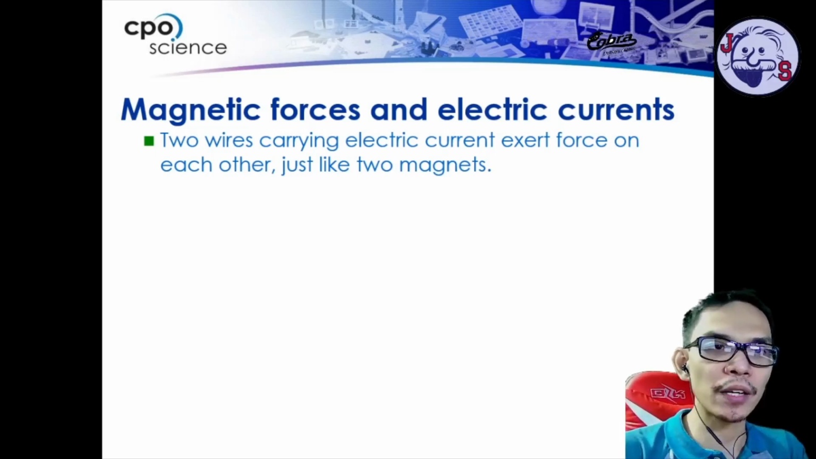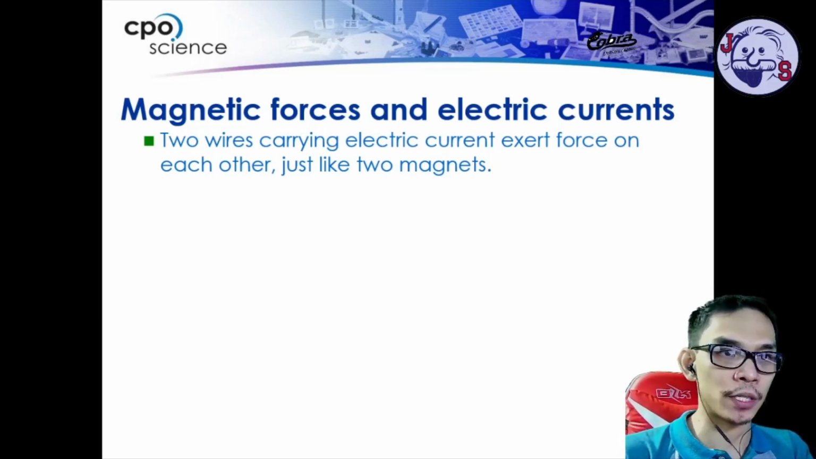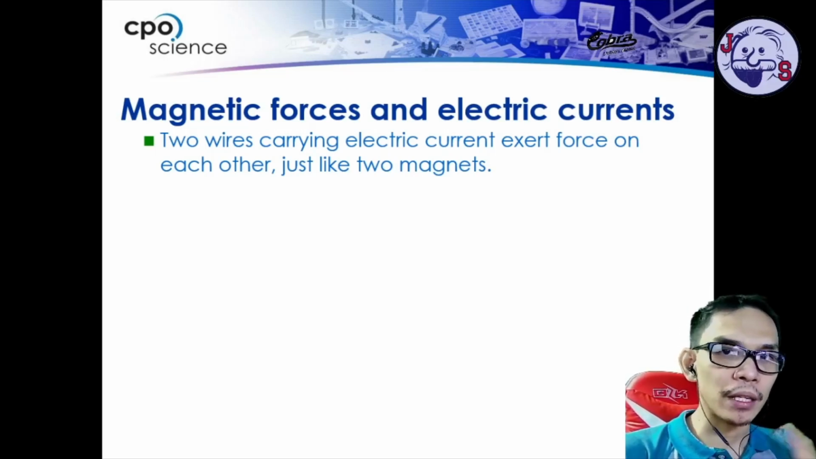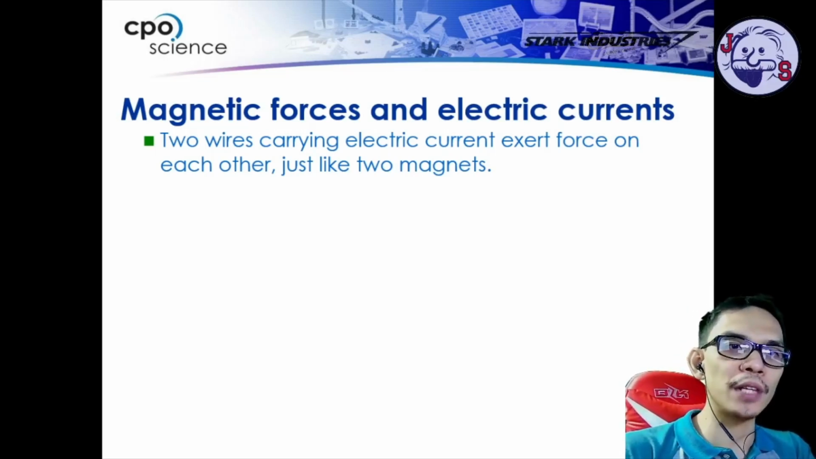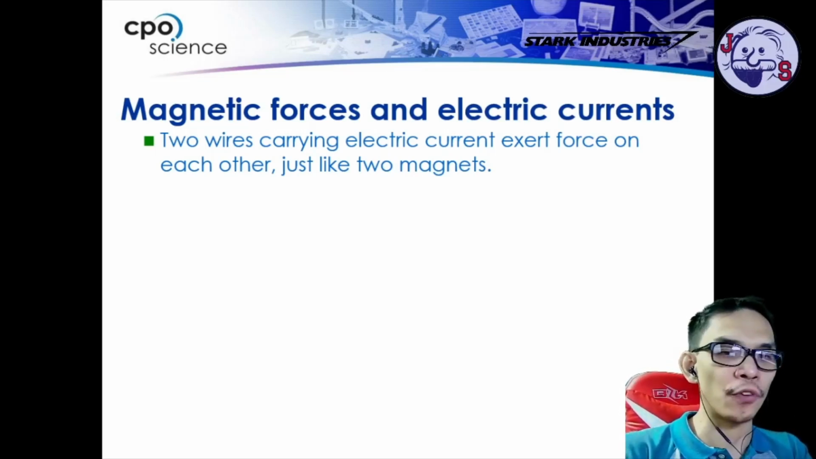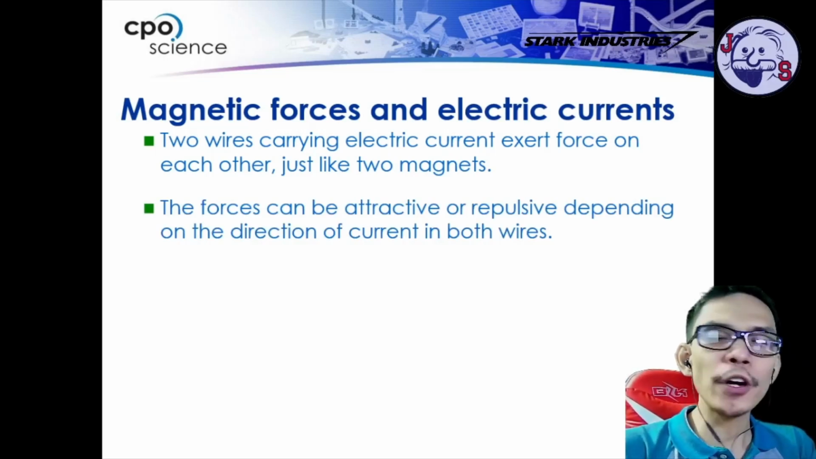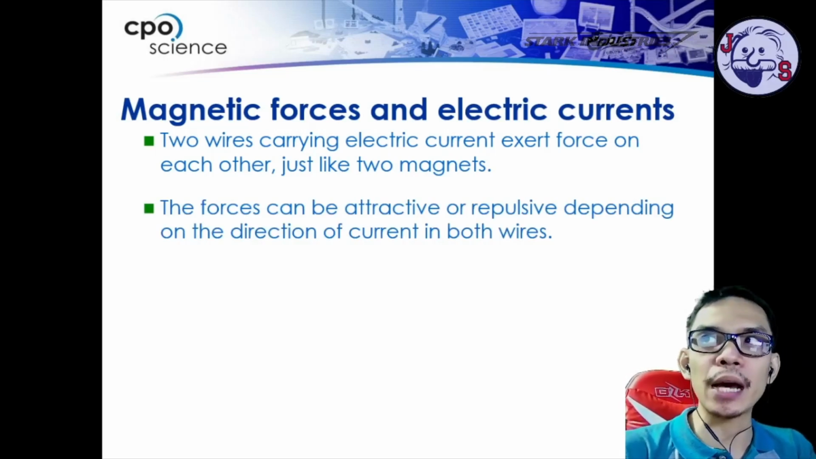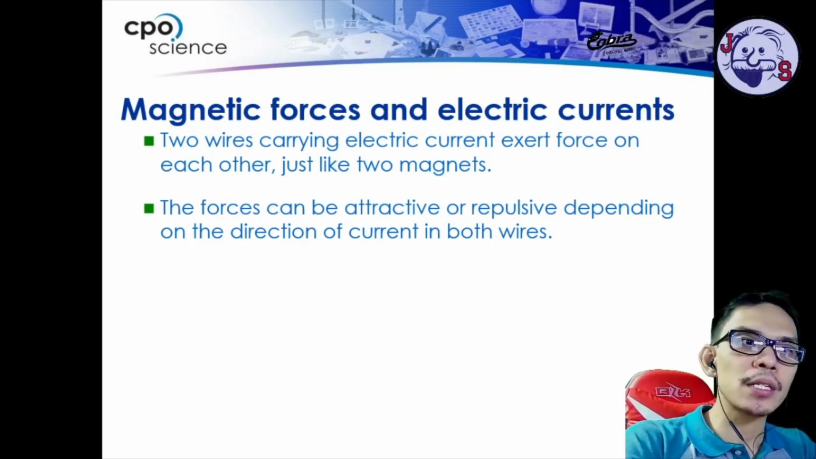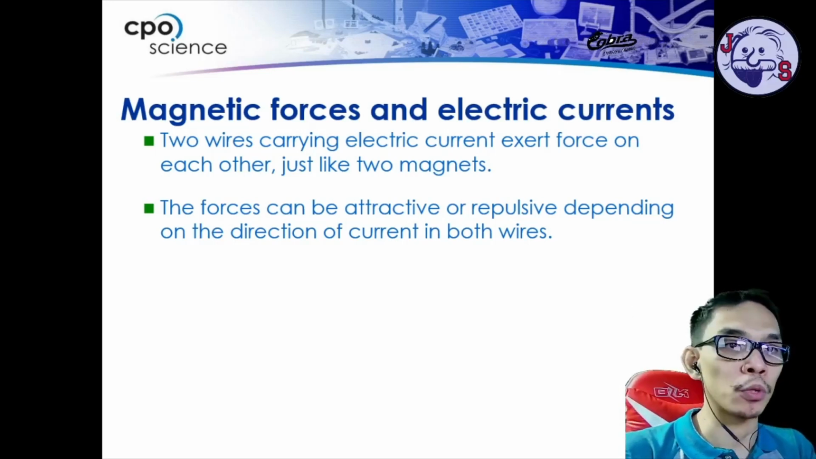A single magnetic field doesn't have any force at all. But if you place that magnetic field near another magnetic field, that's the time that it will create a magnetic force. The forces that you have there are either attractive or repulsive. It depends on the direction of the current in both wires.